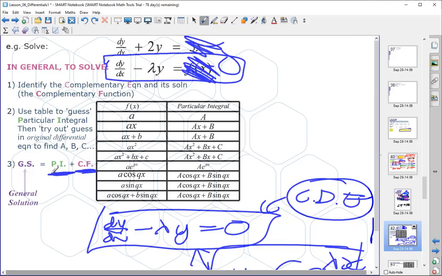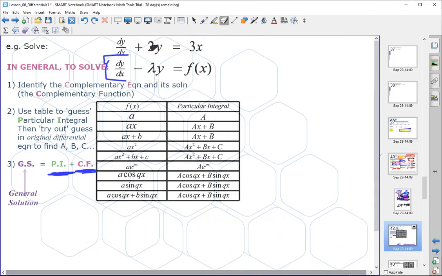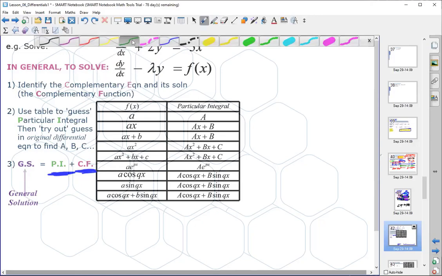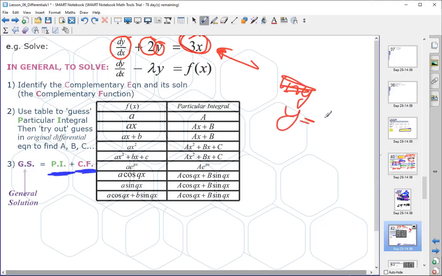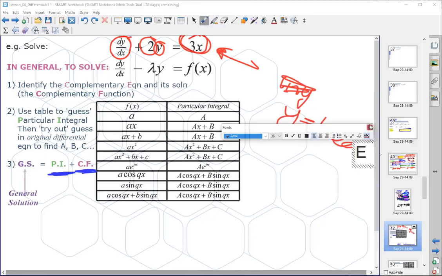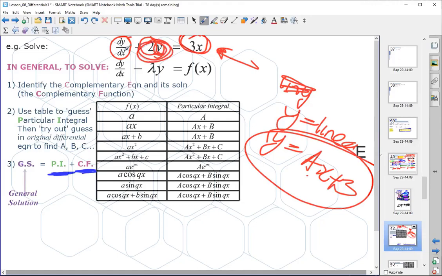Well, what's the particular integral? Well, the particular integral is different. Now you're not allowed to scratch this off anymore. But what you've got to do is you just got to play a little guessing game. You got to say, right, what equation would y be if I multiply it by 2 and I differentiate it and my answer is 3x? And the answer would be, y would be linear. y would be ax plus b. Because when you put in y as ax plus b, you get a linear if you multiply it by 2. When you differentiate a linear, you get a constant, and a linear plus a constant gives you a linear.